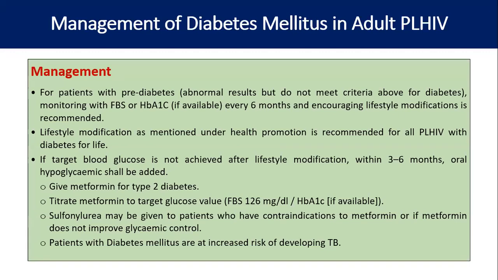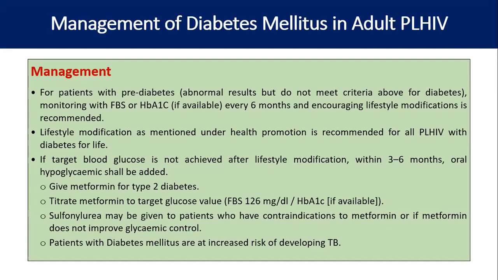Now, the management of diabetes in adult PLHIV, the national guideline says for patients with pre-diabetes, that is abnormal result but do not meet criteria for diabetes, we should monitor fasting blood sugar level or HbA1c level if available every 6 months, and we should encourage lifestyle modification as per recommendation. Now, lifestyle modification, as mentioned under health promotion, is recommended for all PLHIV with diabetes for the whole life, and it is also for hypertension. Anybody who is having hypertension should also follow this lifestyle modification for the rest of his life.